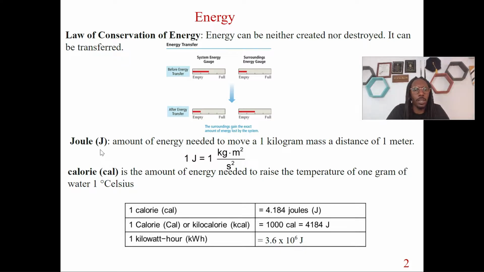Now, we also have a calorie. This is the amount of energy needed to raise the temperature of 1 gram of water by 1 degree Celsius. So these are two different units that we're going to see when we're talking about thermodynamics. And I've got a couple of different conversion factors down here for you guys to take a look at. 1 cal equals 4.184 joules. 1 Calorie, or kilocalorie, equals 1,000 calories, or 4184 joules. And then we even have a kilowatt hour equaling a number of joules here. So these are some standard conversions that you might see in this energy unit.